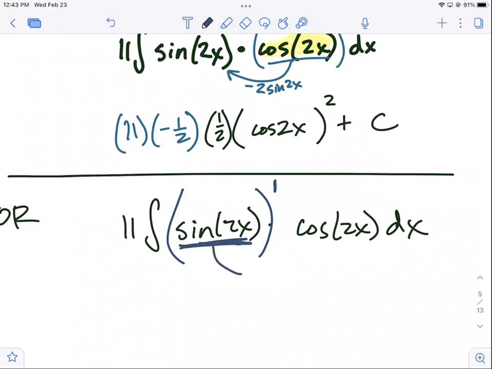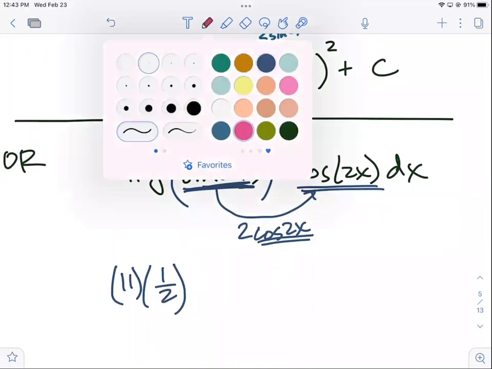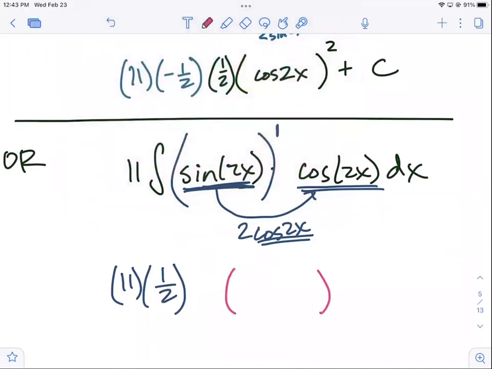What's the derivative of sine of 2x? Cosine of 2x times 2. I do generate the other factor, but now I'm only off by a 2. So now the 11 goes along for the ride. I have a correction of a half. And now the rule of integration is blob to the first becomes blob to the second times 1/2 plus c. And oh, by the way, this time the blob is sine of 2x.